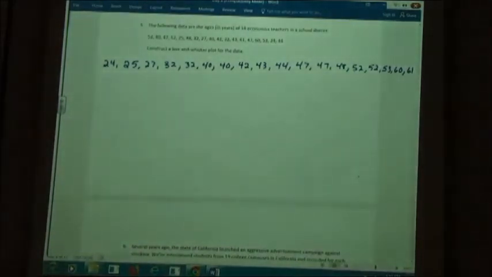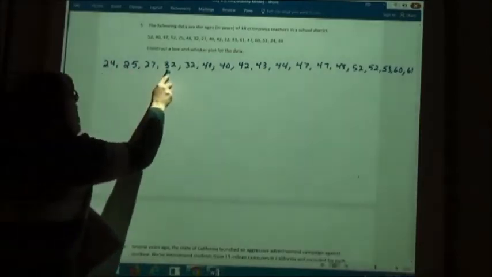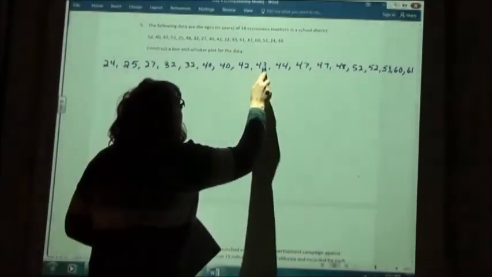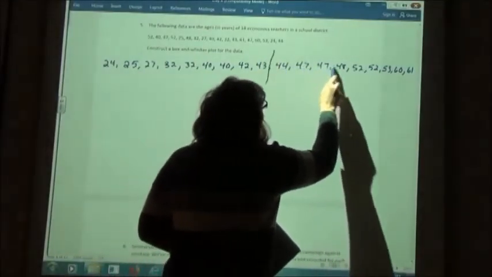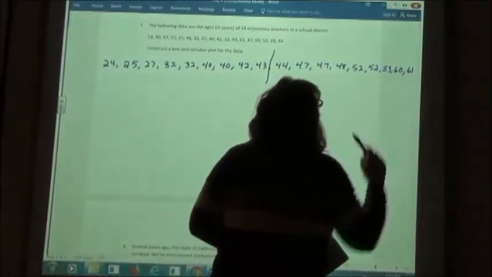All right. How many numbers? We have 18 numbers on our list. So if I want to split that in half, I'm going to have 9 and 9, right? 1, 2, 3, 4, 5, 6, 7, 8, 9. 1, 2, 3, 4, 5, 6, 7, 8, 9.